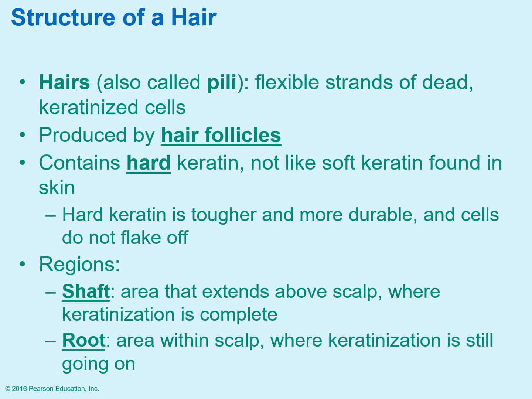So we're going to divide the hair into different regions because it is much too easy to just call it hair. So the hair shaft is the area that extends above the scalp. The root is within the scalp, so you don't see the root. This is where the keratinization is still going on.